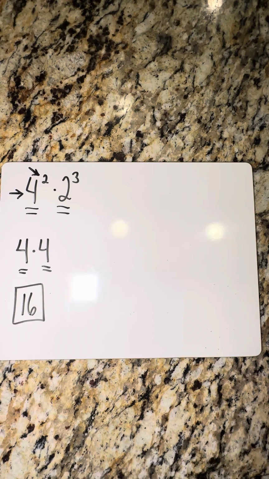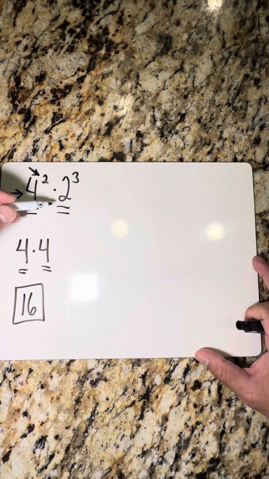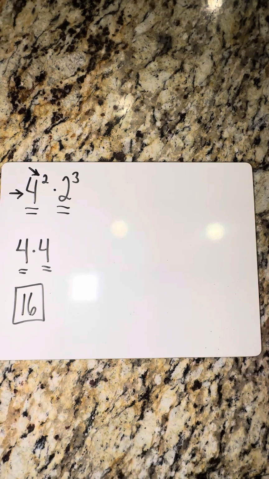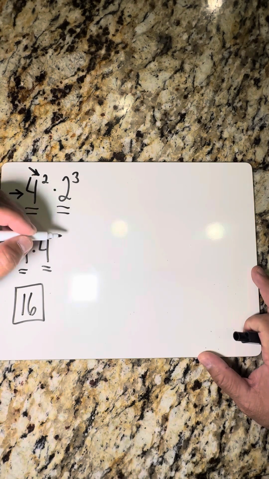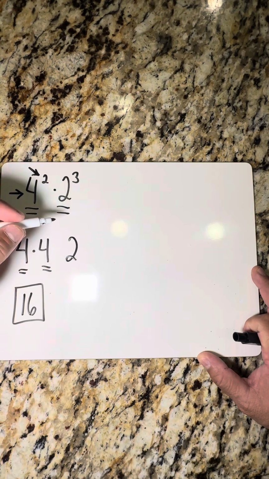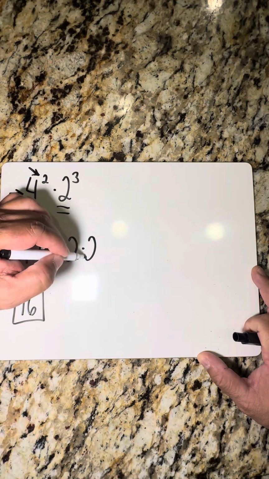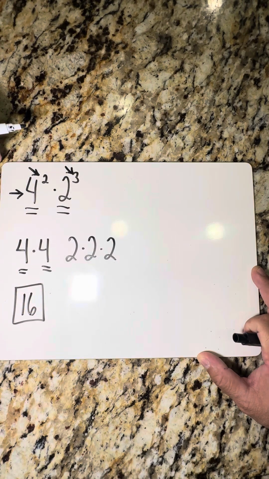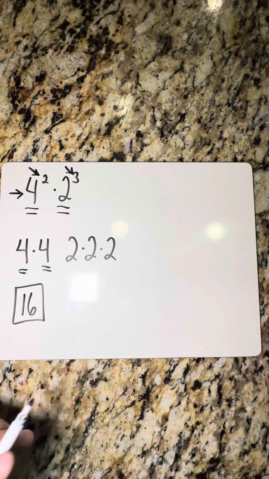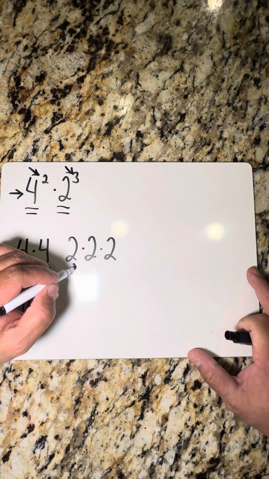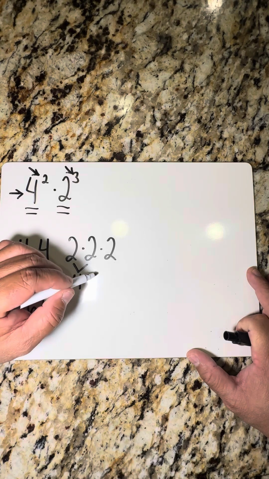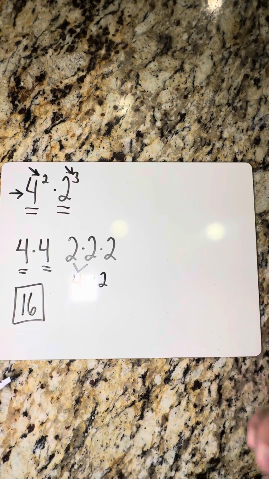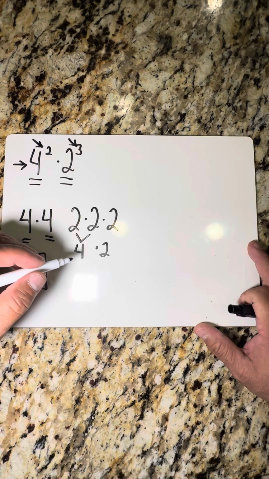All right, the second term is 2 to the third. We're going to do the same exact thing: convert it to its actual value. So 2 is your base number, so I'm going to use 2. How many times do I write 2? It all depends on the exponent, and the exponent is 3. So it's going to be 1, 2, 3. And then we multiply. 2 times 2 is 4. Bring down the other 2. 4 times 2 is 8.